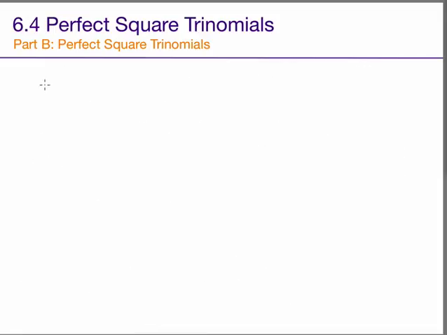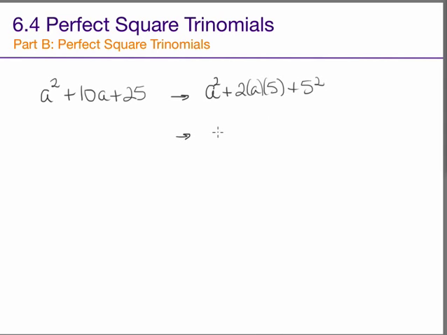This is question number 38 from your textbook. a squared plus 10a plus 25. If you can recognize that this can be written as a squared plus 2 times a times 5 plus 5 squared, then you're ready to take the shortcut that this is (a plus 5) all squared. If you're not sure, you can always multiply it back out.